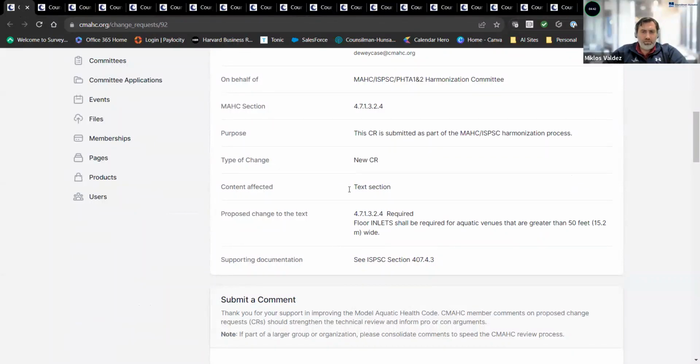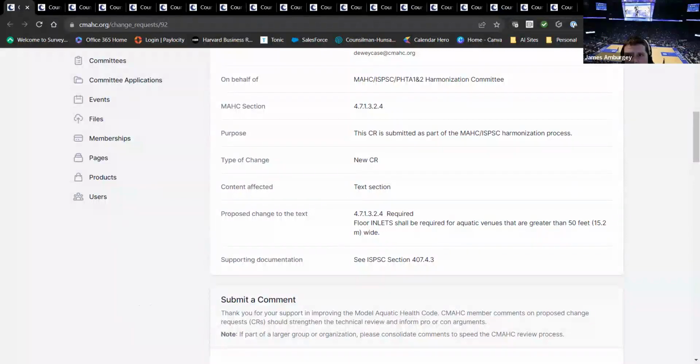And I think James, is this one yours too? Yeah, I think it is. So I think this is already included. Dewey, could you check 4713131? I think it's already in the MAC, and putting it in there again would just be redundant, unless there's something I'm missing. It looked like it was already in 4713131.